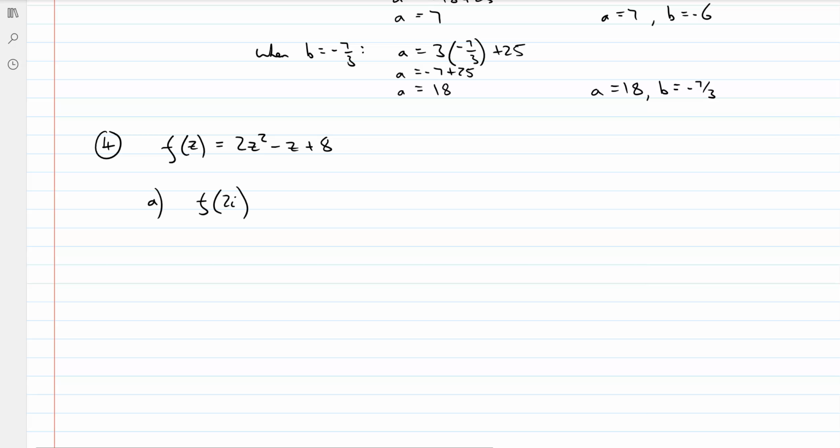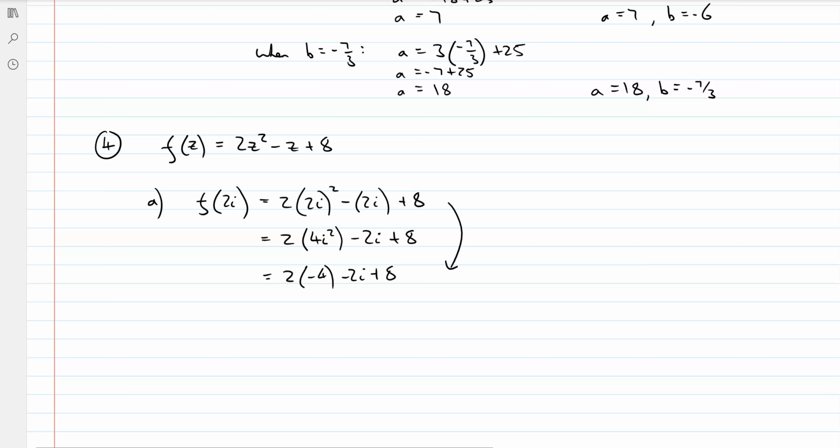f of 2i. Here I've replaced z with 2i, so I'm going to do exactly the same on the other side. So I'll get 2 lots of z, which is 2i squared, minus z, which is 2i, plus 8. Expand and simplify. This is going to give me 2 squared and i squared, so 4i squared. And again, you might be becoming more comfortable with this, so i squared is minus 1, so that'll be minus 4 in there. If you're skipping straight from here to here, it's absolutely fine. You could even skip to this bit if you're very confident, but don't make mistakes. Minus 8 will cancel, so I'll get minus 2i.